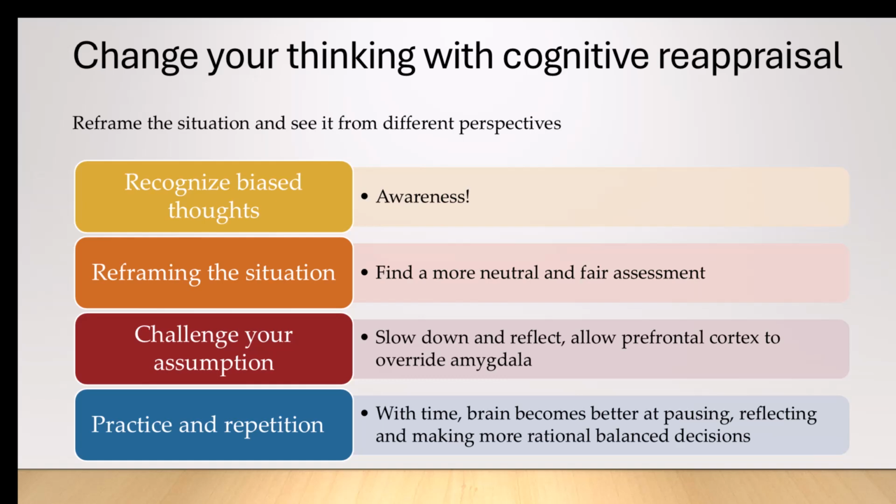Cognitive reappraisal is a psychological strategy that involves changing the way we think about a situation to alter its emotional impact. By recognizing biased thoughts and reframing the situation, we can find more neutral and fair assessments. This process involves challenging our assumptions and allowing the prefrontal cortex to override the amygdala's impulsive responses. With practice and repetition, our brain becomes better at pausing, reflecting, and making more rational decisions.